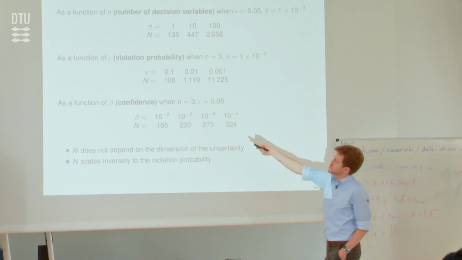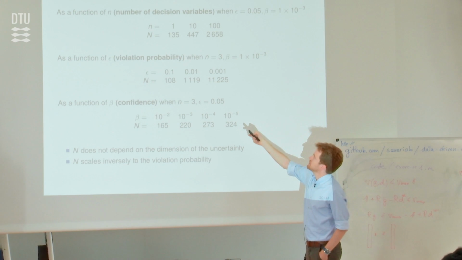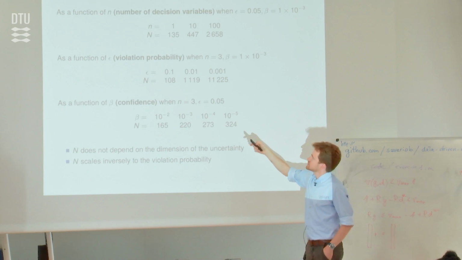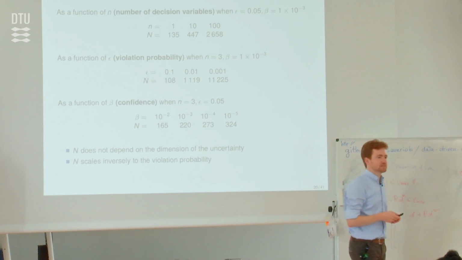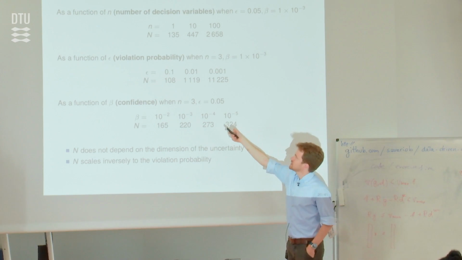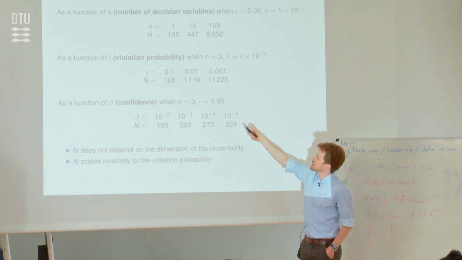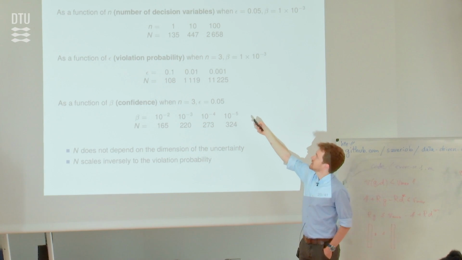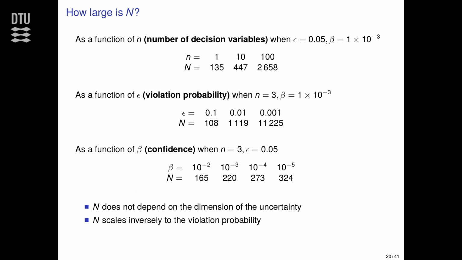Then N is also, of course, a function of the violation probability. So if I want my voltage constraints to be satisfied 90% of the time, then I only need 100 samples. If I want it to be 99% of the time, then it's 1,000 samples. If I want 99.9% of the time, then I need 11,000 samples. That's the tricky part. N scales very badly with the violation probability.